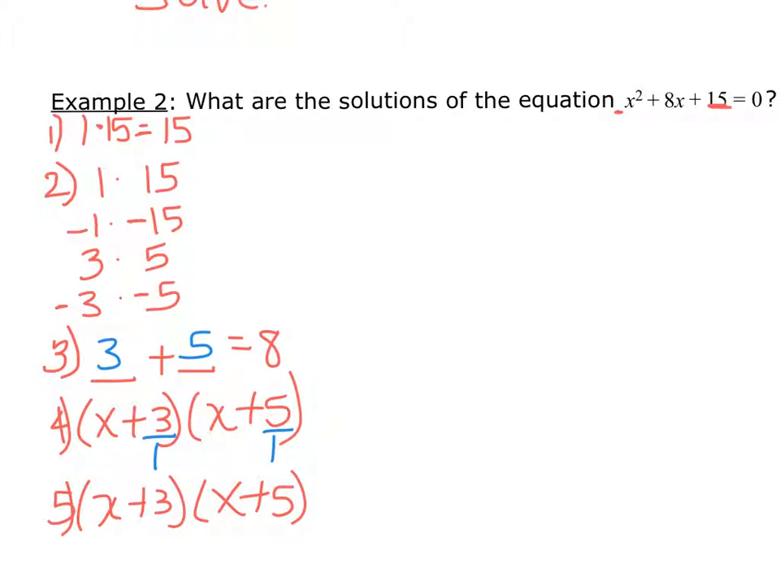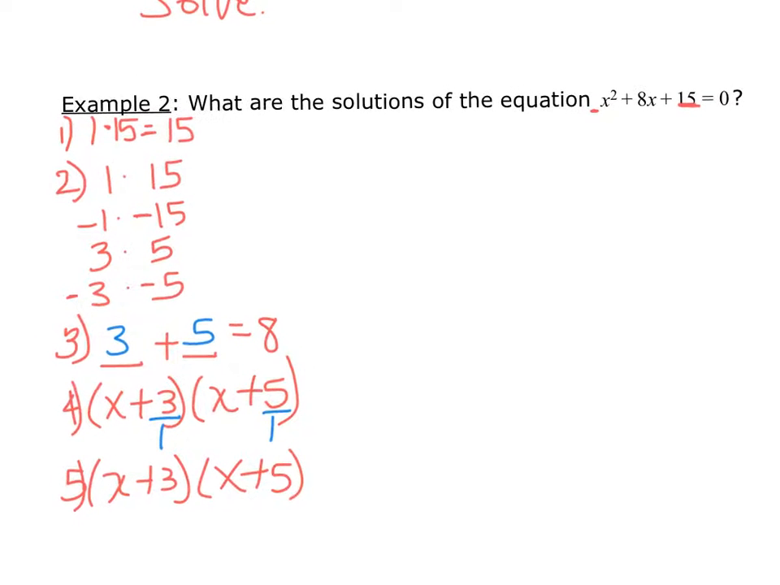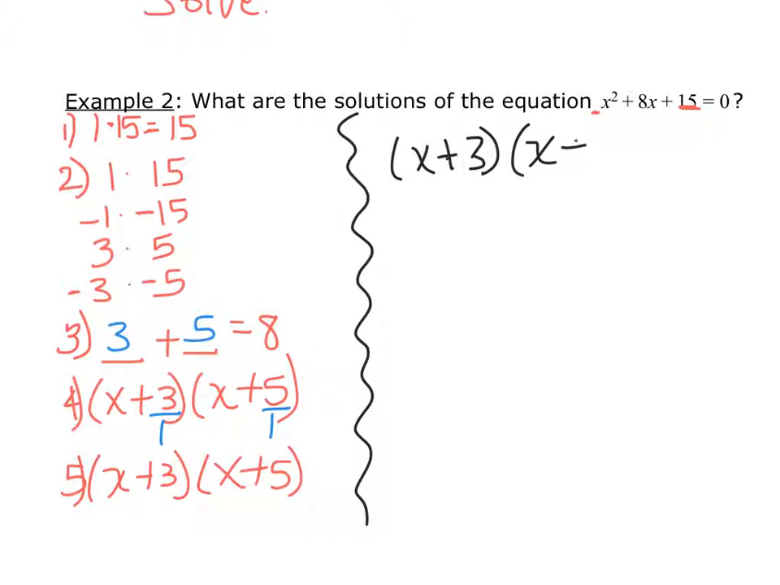All right, what's my next step? I said first we're going to use the 5-step method, then we're going to what? Use the zero product property. So now I can say, well, x plus 3 times x plus 5, there we go, equals 0.